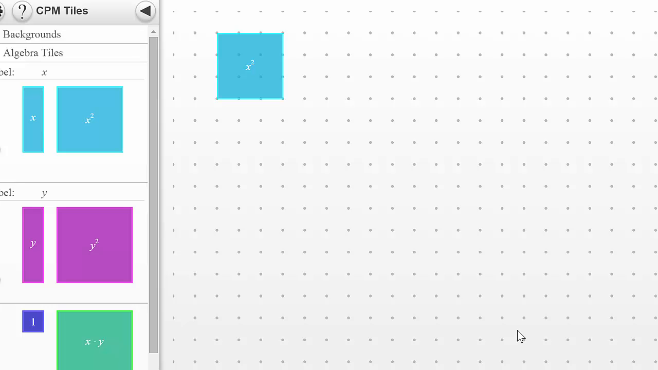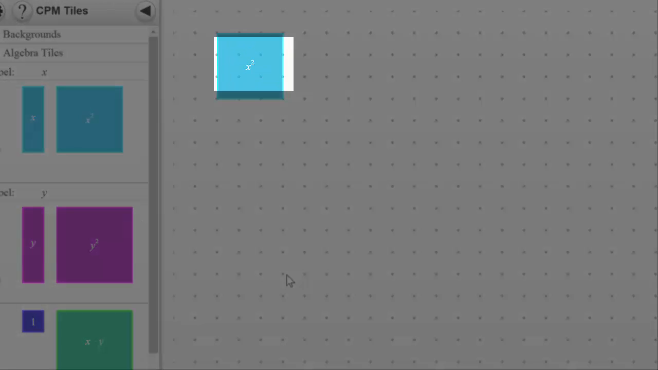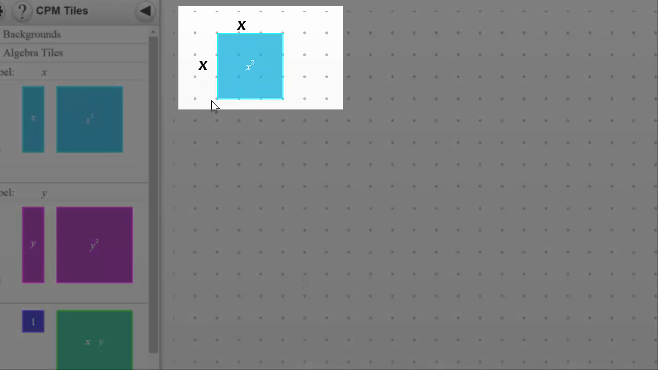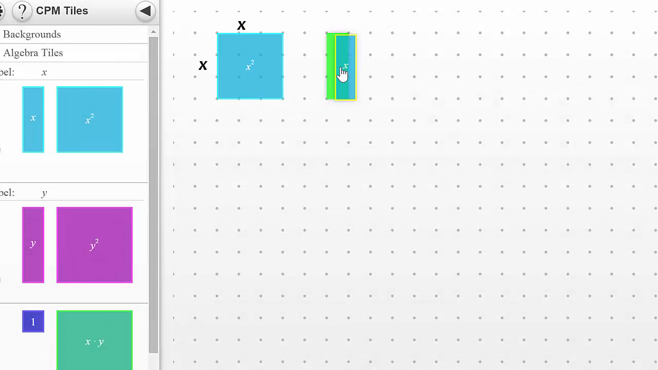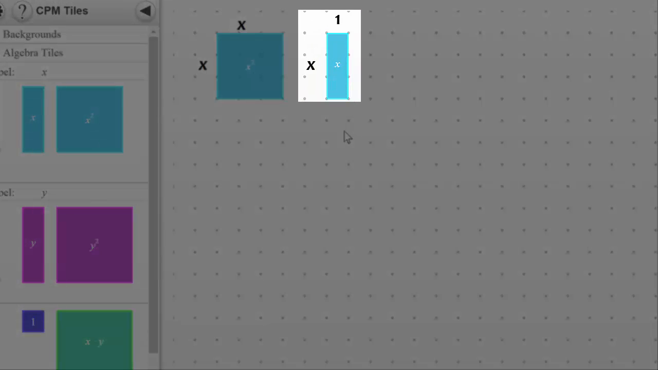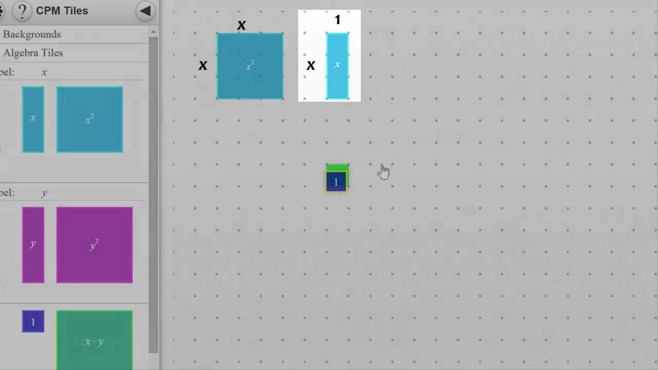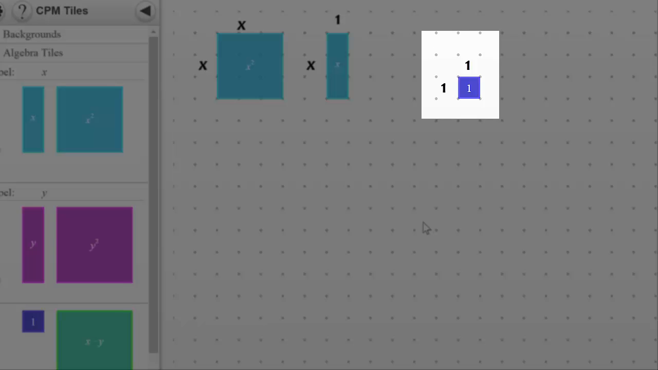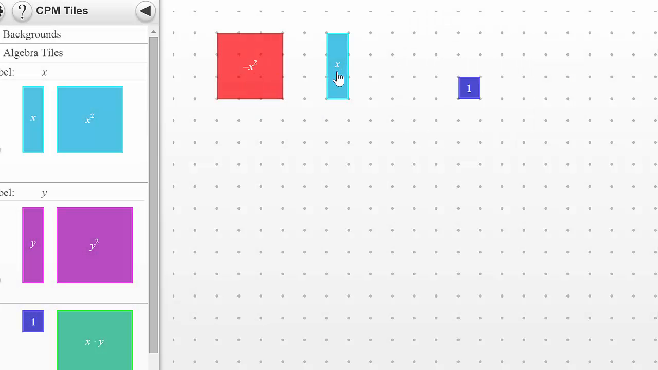Remember, the area of an algebra tile is the name or value of that tile. So this tile, x squared, is x units by x units. Its area is x squared. The x tile is 1 unit across the top by x in height, giving it an area of 1x. And then the unit tile, of course, is 1 by 1, giving it an area of 1 unit. If we want to go negative with these, we can switch them to negative areas inside as well by clicking on them like this. Okay, so let's get the value x squared plus 4x.